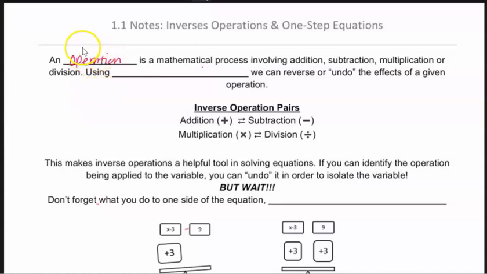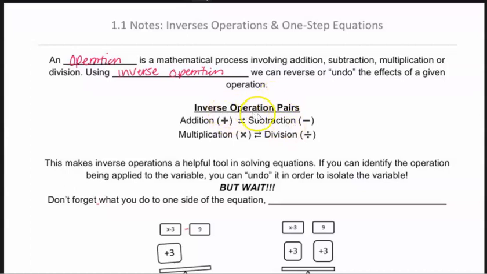Now, along with operations, we have something called inverse operations. And we know inverse is just a synonym for opposite. So similarly there, inverse operations are something we use to undo the effects of a given operation. So they're typically the opposite of an operation.